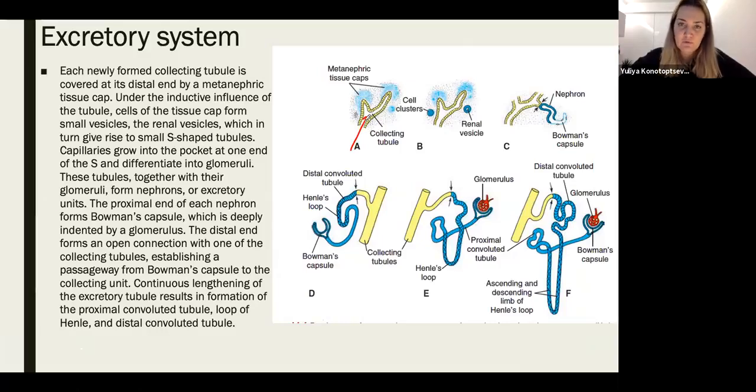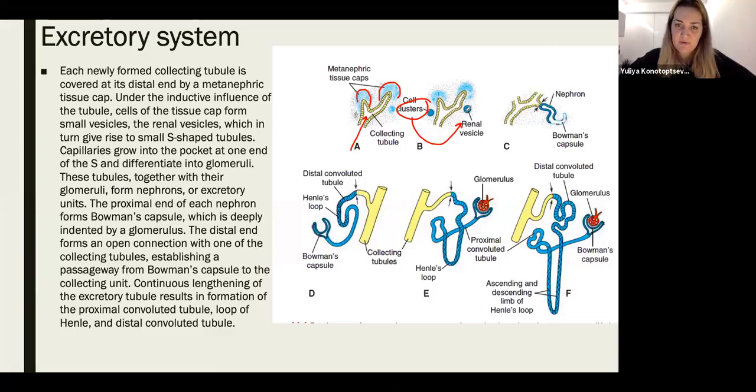The appearance of the collecting duct within the metanephric tissue causes the metanephric tissue to condense. At the tips of the collecting ducts, it starts to actively proliferate and condenses, creating clusters which become renal vesicles. So why do renal vesicles appear within the metanephric tissue?